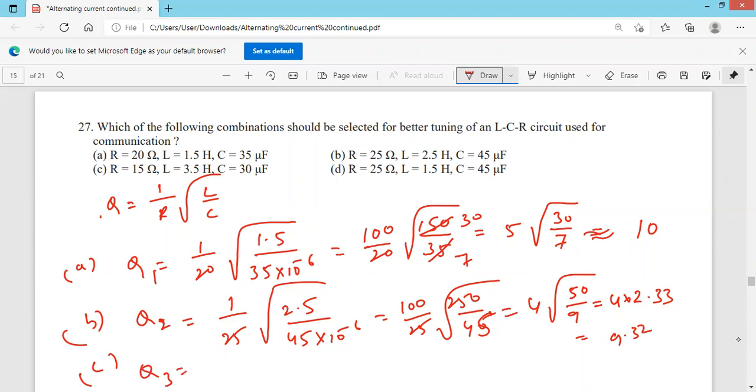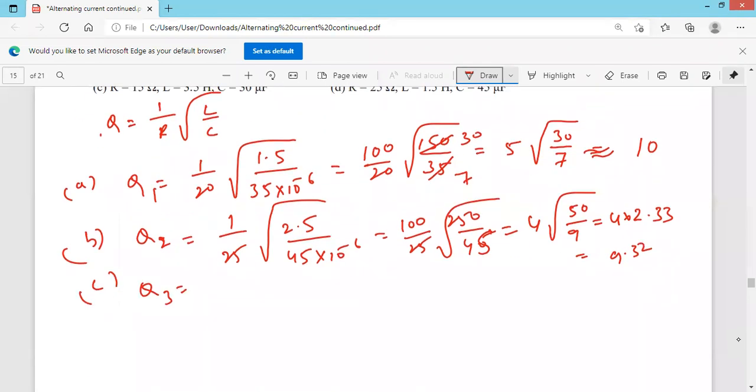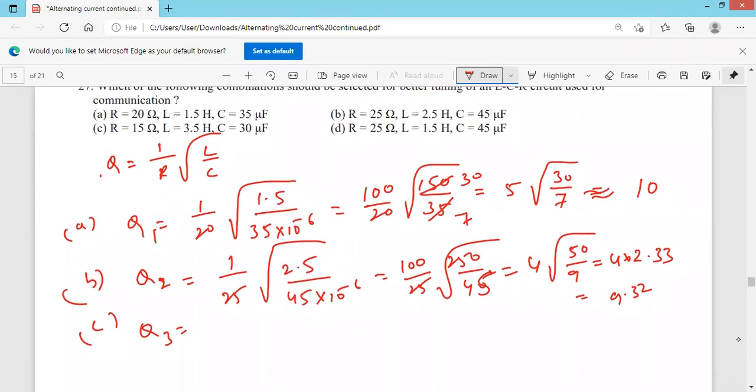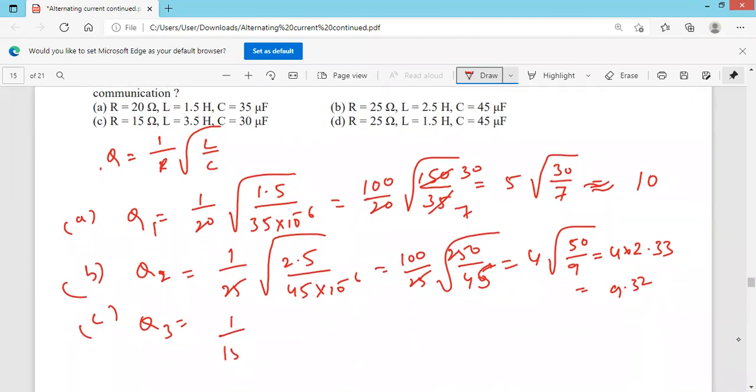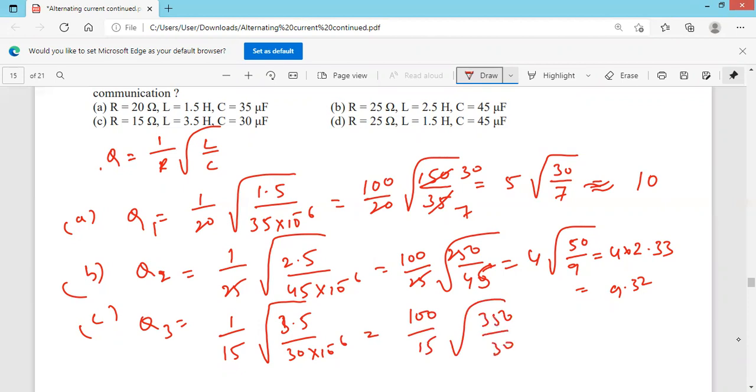Q3. Q3 is equal to 1 by 15 square root of 3.5 divided by 30 into 10 power minus 6. That will be around 100 by 15, square root of 350 by 30. Just look here, the value will be around 20 or 22, around 22.